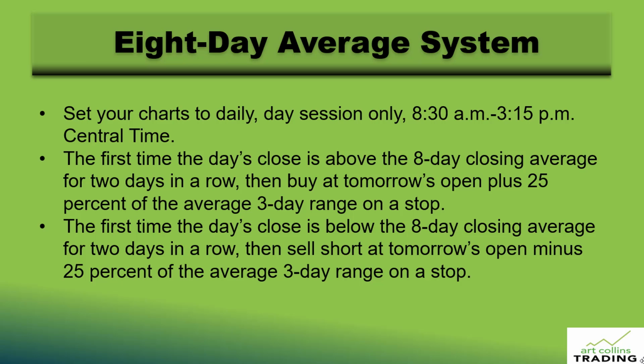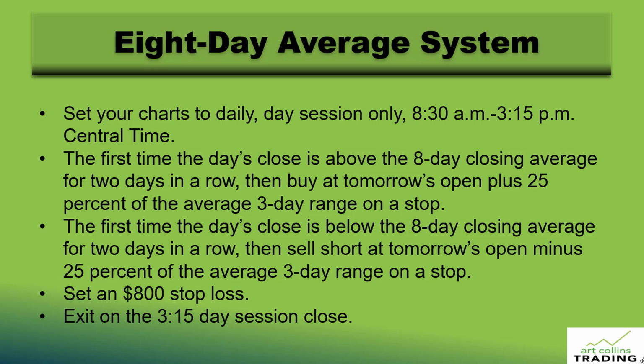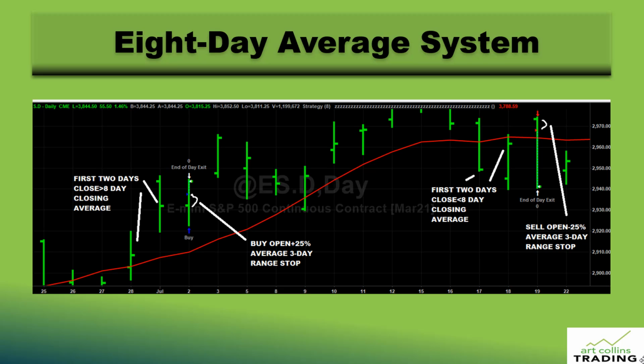First time the day's close is below the 8-day closing average for 2 days in a row, then sell short at tomorrow's open minus 25% of the average 3-day range on a stop. $800 stop loss works pretty well. And if you survive the trade, exit at the 3:15 day session close. One of these systems where you just get in one trade a day, max.